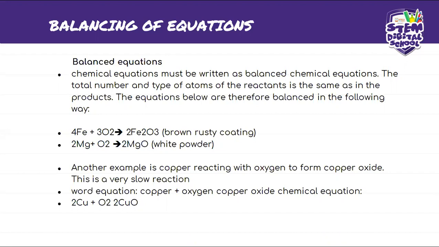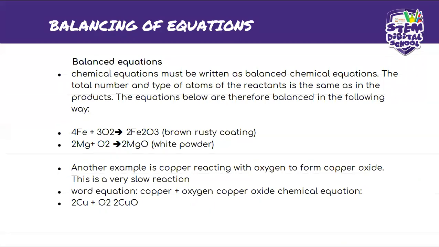So in words, we have got copper plus oxygen giving us what? Copper oxide. Now, that is the word equation. Now, the chemical equation or symbol equation will be copper plus oxygen giving us what? Copper oxide. Now, the 2 in between and before the elements.